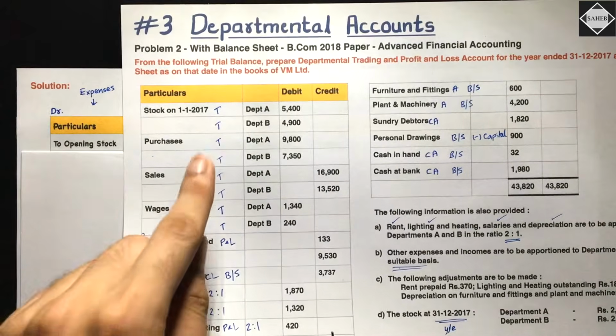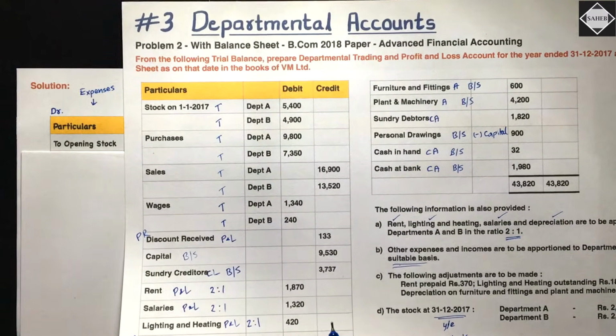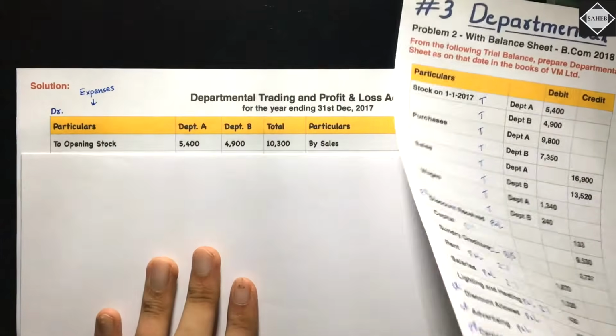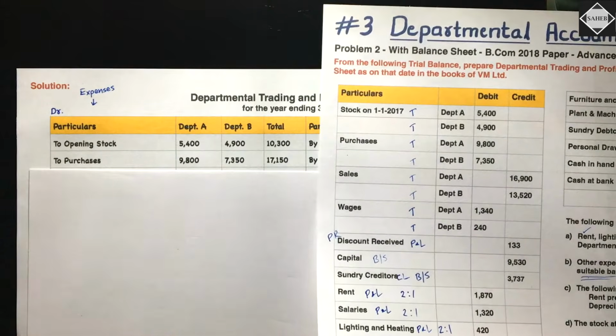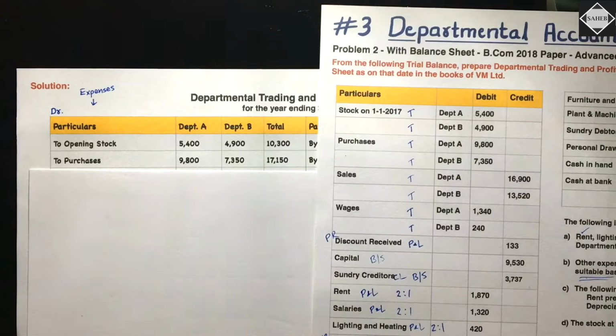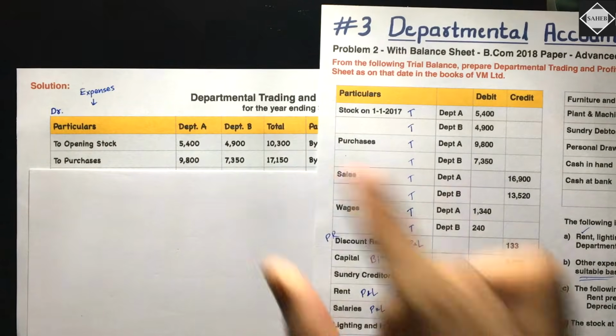Next we have purchases. Separately it is given. Department A 9,800. Department B 7,350. Let's just take that. Purchases. See here. Purchases 9,800, 7,350. If you add that, that will be equal to 17,150.